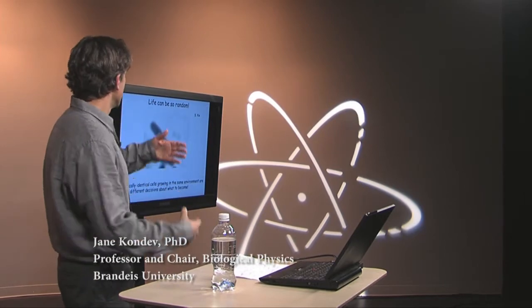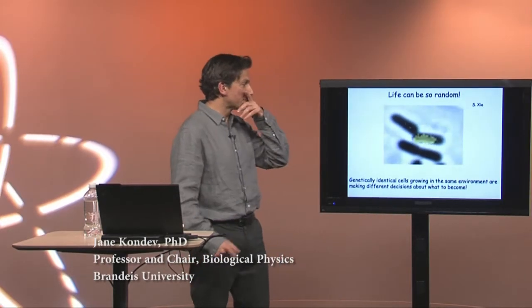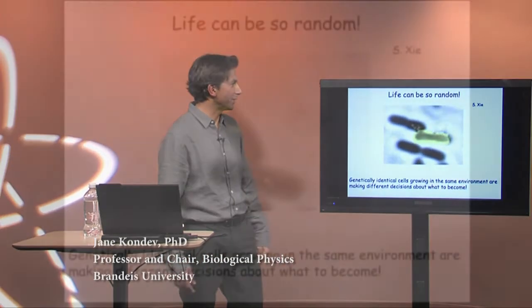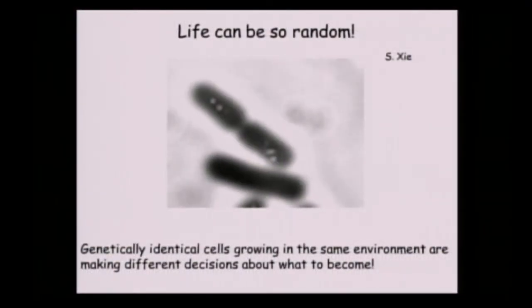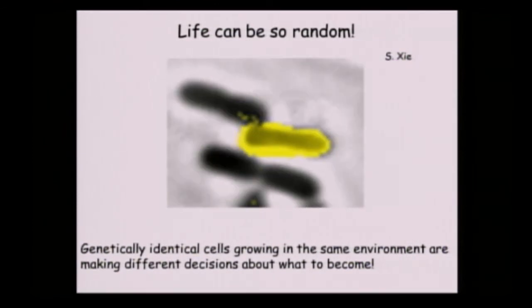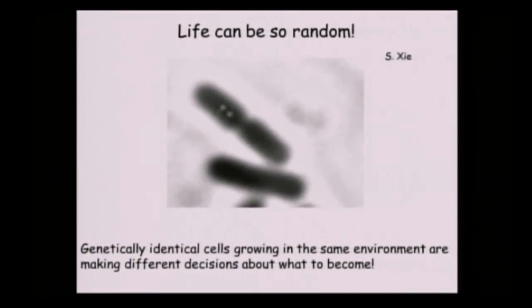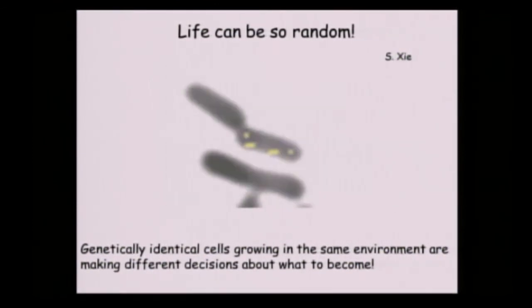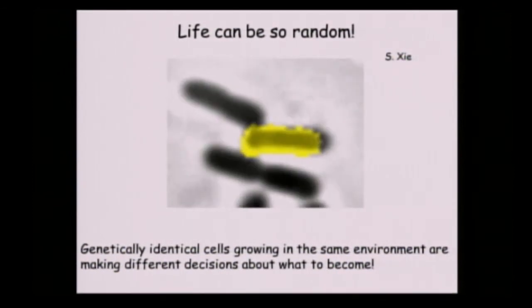Again, here is a beautiful example of a random decision being made, where an E. coli cell, initially not expressing the yellow protein, divides into two cells, and then these two daughter cells express different proteins. These are genetically identical. They're identical twins, if you like, in identical environments, right?